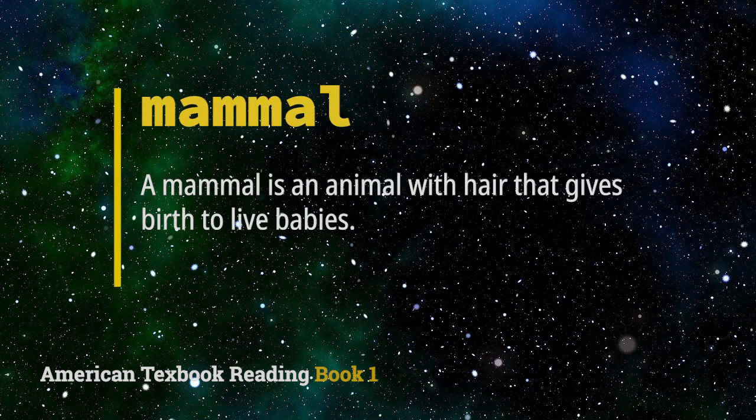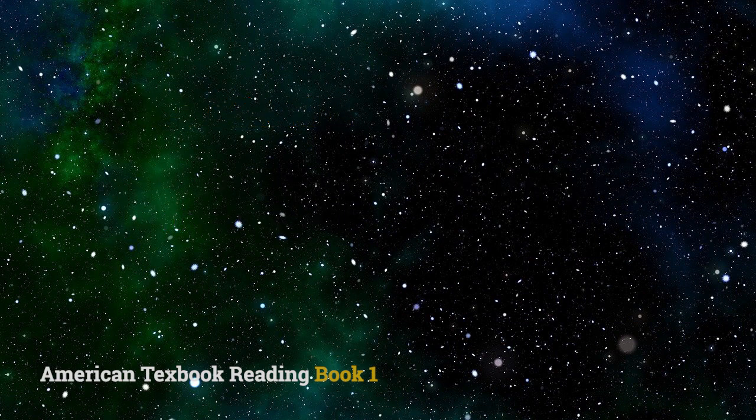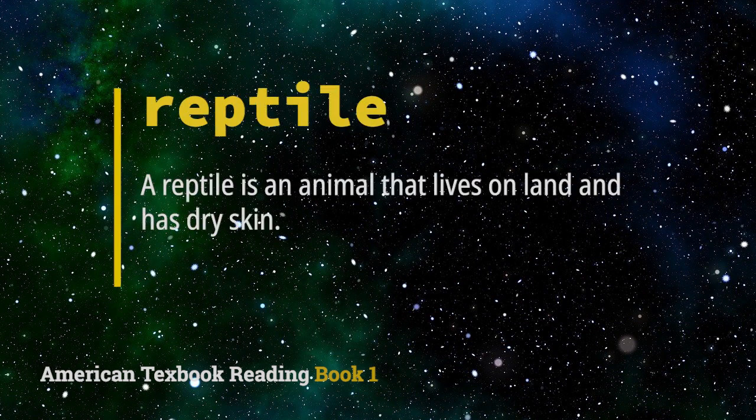Mammal. A mammal is an animal with hair that gives birth to live babies. Reptile. A reptile is an animal that lives on land and has dry skin.